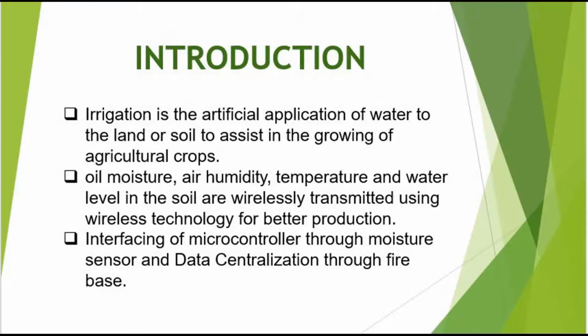The introduction of our project is: irrigation is the artificial application of water to the land or soil to assist in the growing of agriculture crops. Soil moisture, air humidity, temperature and water level in the soil are wirelessly transmitted using wireless technology for better production. Interfacing of microcontroller through moisture sensor and data centralization through Firebase.